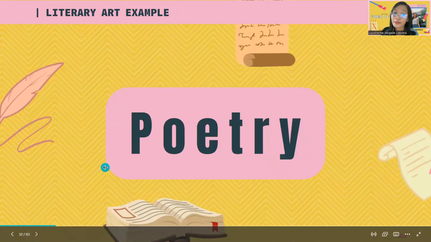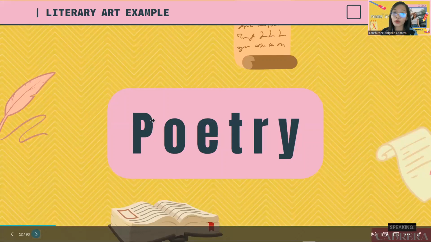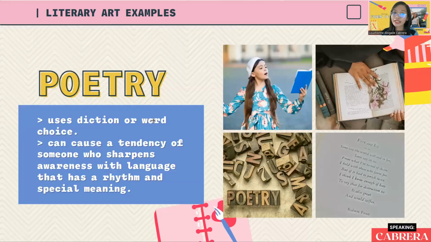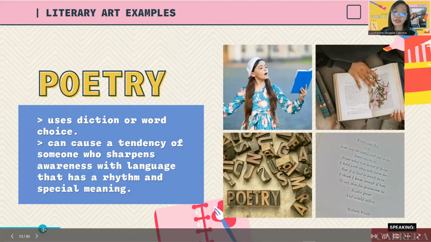The second one is poetry. Poetry uses diction or word choice. It can cause a tendency of someone who sharpens awareness with language that has a rhythm and special meaning. Very familiar naman tayo sa poetry, no? Basically, it's important na may special intensity sa pag-deliver o pag-perform ng poetry. Doon, mas magiging effective yung panghihikayat ng performer in sharing his or her point of view regarding any controversial issues.